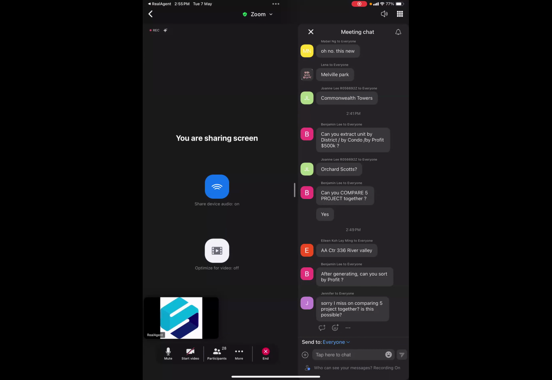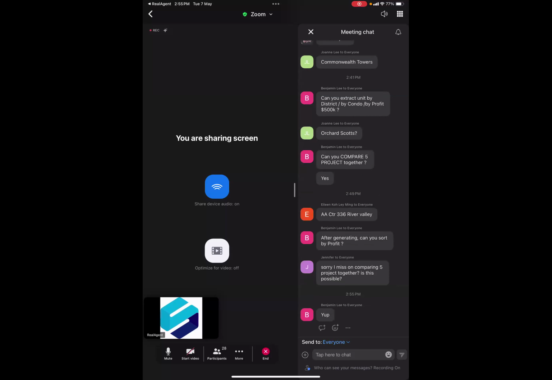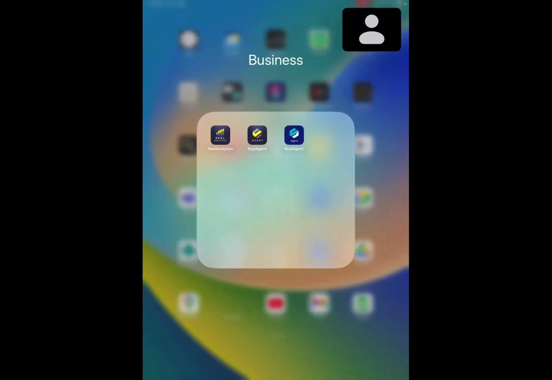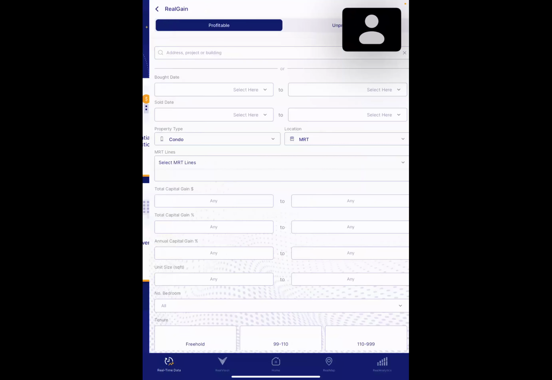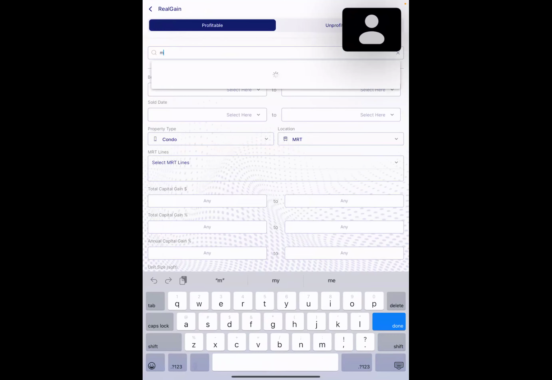You're talking, Benjamin, you're talking about the profitable, unprofitable. Yes, you can sort by profit on the top under the header. You can sort highest to lowest, lowest to highest. So you can sort. Let me just show you. So real gain, I just take a condo.